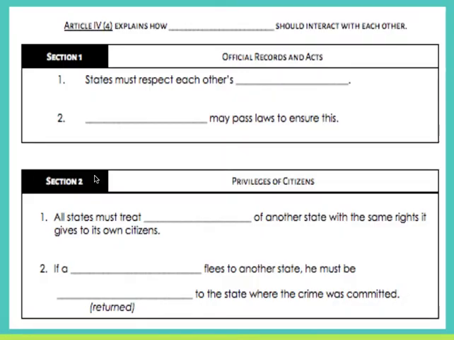So, Article 4 is the first one. Article 4 explains how states should interact with each other. And it's broken up into sections just like every other article, so we're going to follow the order of those sections for this set of notes.